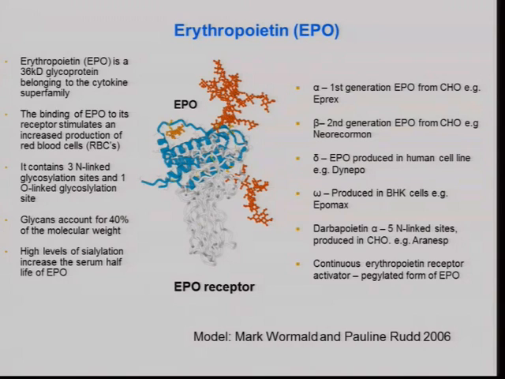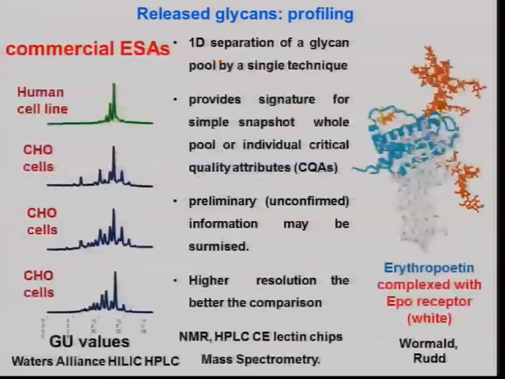So this is how the EPO world looks. The first generation was EPO alpha and beta. The next generation included NeoRecormon. Then EPO was produced in a human cell line by Shire, that's Dynepo, and then EPOMAX, and darbepoetin, with 5 N-linked glycosylation sites, that's Aranesp, and then some people pegylated. So there are lots of types of EPO and erythrocyte stimulating molecules on the market. This is just a few that we looked at. These are 4 on the market. This is a human cell line, and these are 3 CHO cell lines.